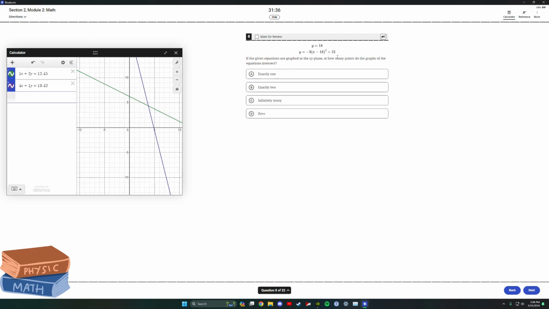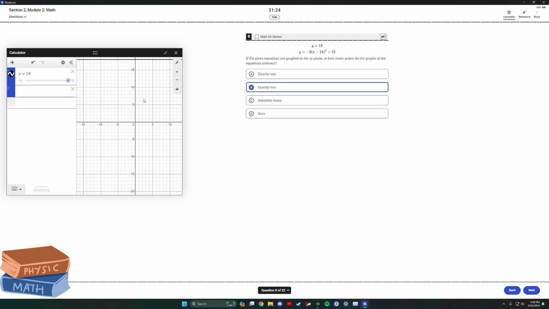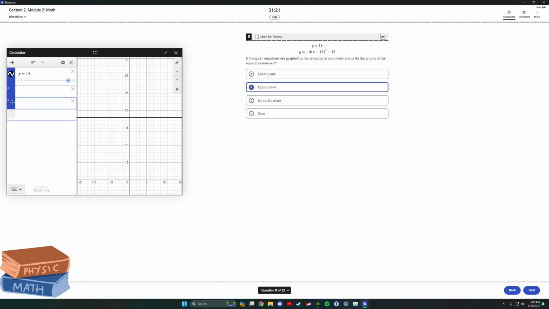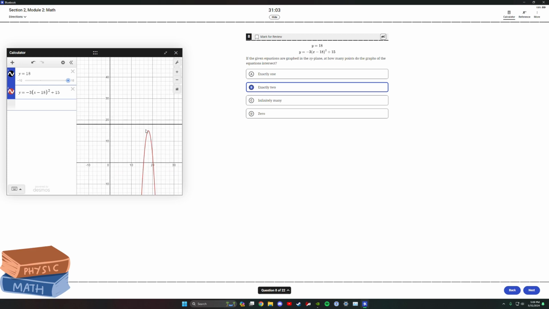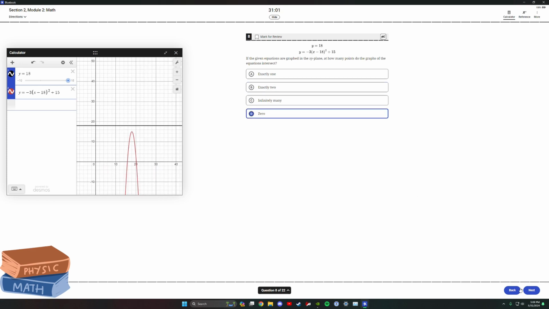Make this bigger. Solutions, how many points? Well, this is a quadratic and that is a flat line, so it should be 2, right? But let's just make sure. So y equals 18, it's a flat line. You just have to zoom out. There it is. And then we have y equals negative 3 times (x minus 18) squared, plus 15. Right, so there's actually 0 solutions if you look at the graph.